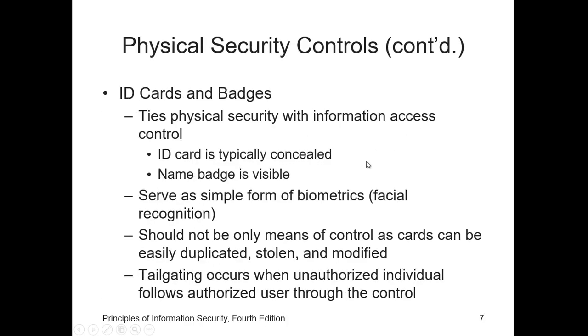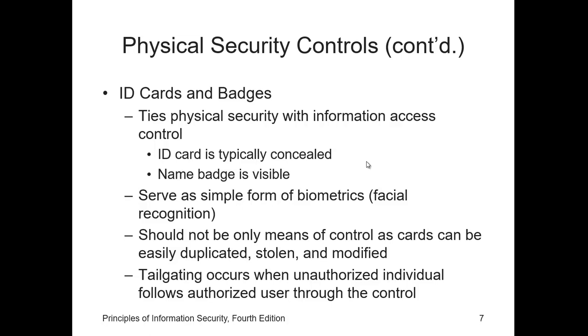For ID cards and badges, one area of access control that ties physical security with information access control is the use of identification cards and badges. An ID card is typically worn concealed, whereas a name badge is visible. These devices are forms of identification, could be like facial recognition, to identify, authenticate and authorize an individual with access to the facility. With the addition of a magnetic strip or a radio chip, the ID card can provide access control. You can just slide the card and get into the room or the building that you are in.